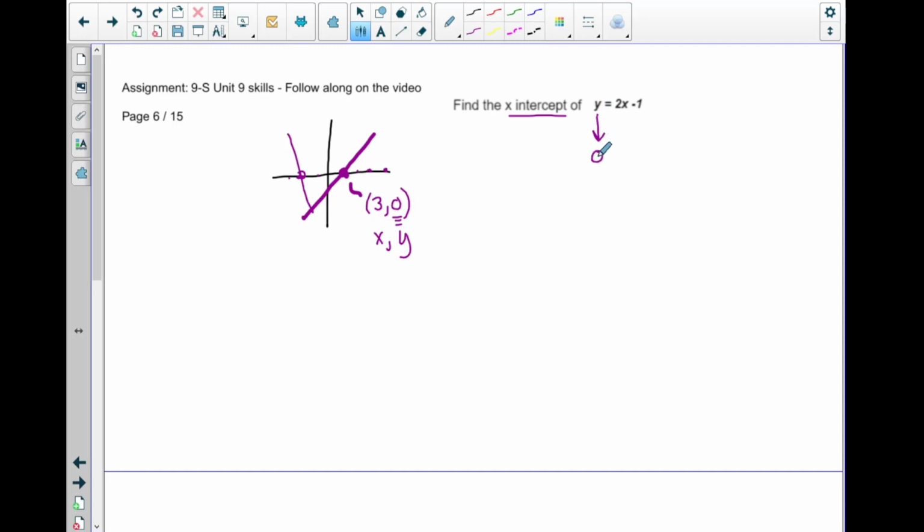Again, I hope you pause the video and try this on your own. If not, do it now. And then when you're done, unpause the video and watch my solution. Hopefully that's routine for everybody now.